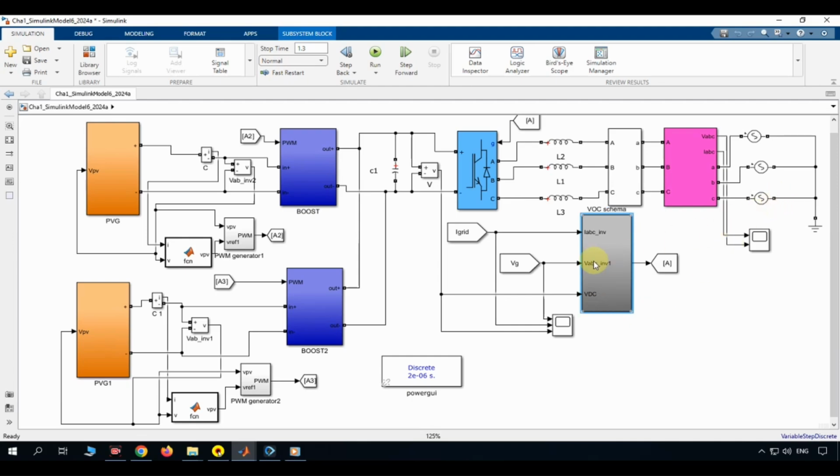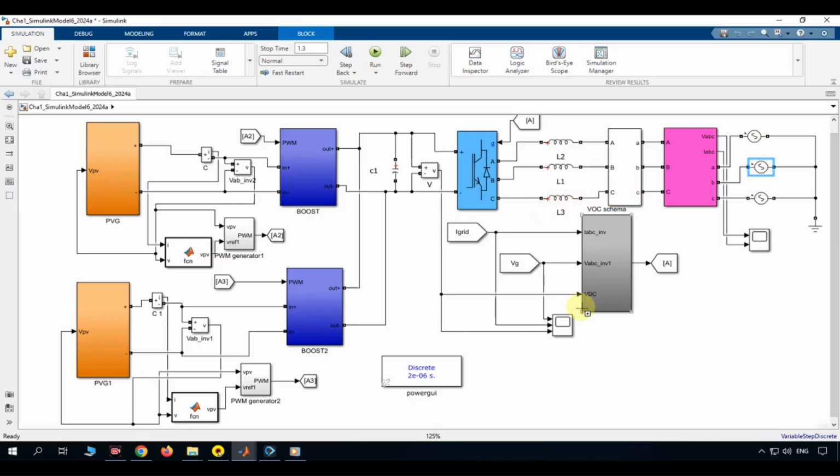One of the key advantages of this multi-string configuration is that each photovoltaic generator operates independently. Each PV string has its own boost converter and MPPT controller, allowing it to extract the maximum available power even if different strings experience different environmental conditions, such as unequal irradiance or temperature. On the grid side, the voltage-oriented controller maintains a stable DC link voltage, while ensuring that the inverter injects balanced, sinusoidal currents synchronized with the utility grid. This enables efficient active power transfer with a power factor close to unity and excellent power quality.